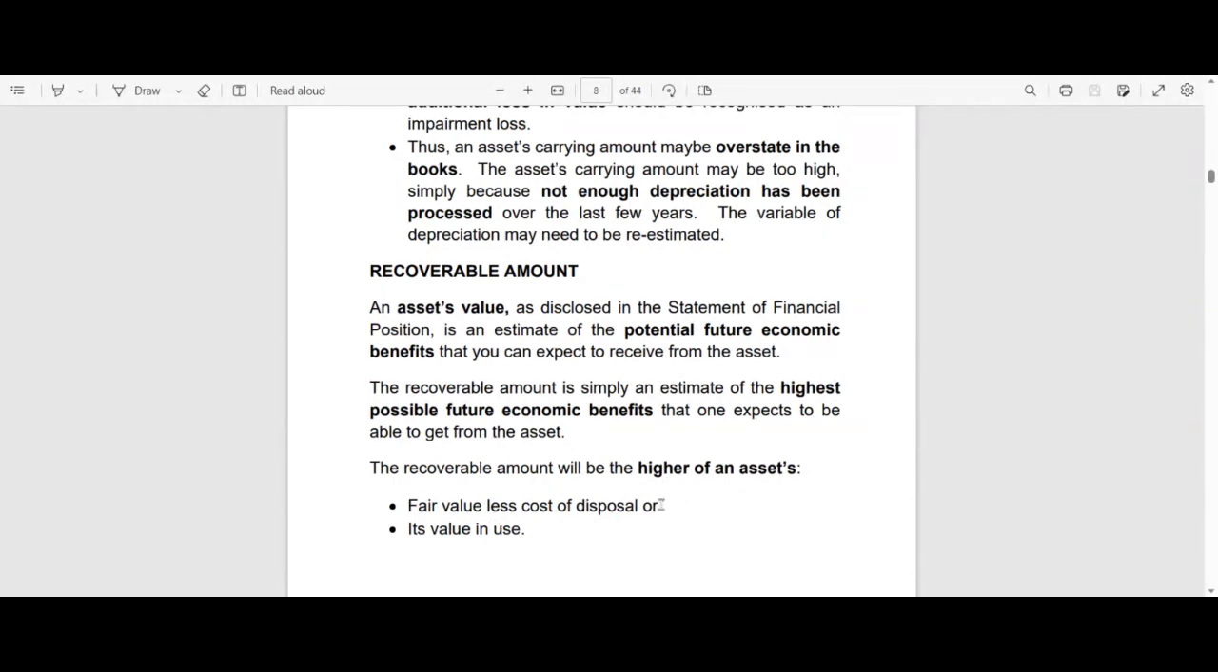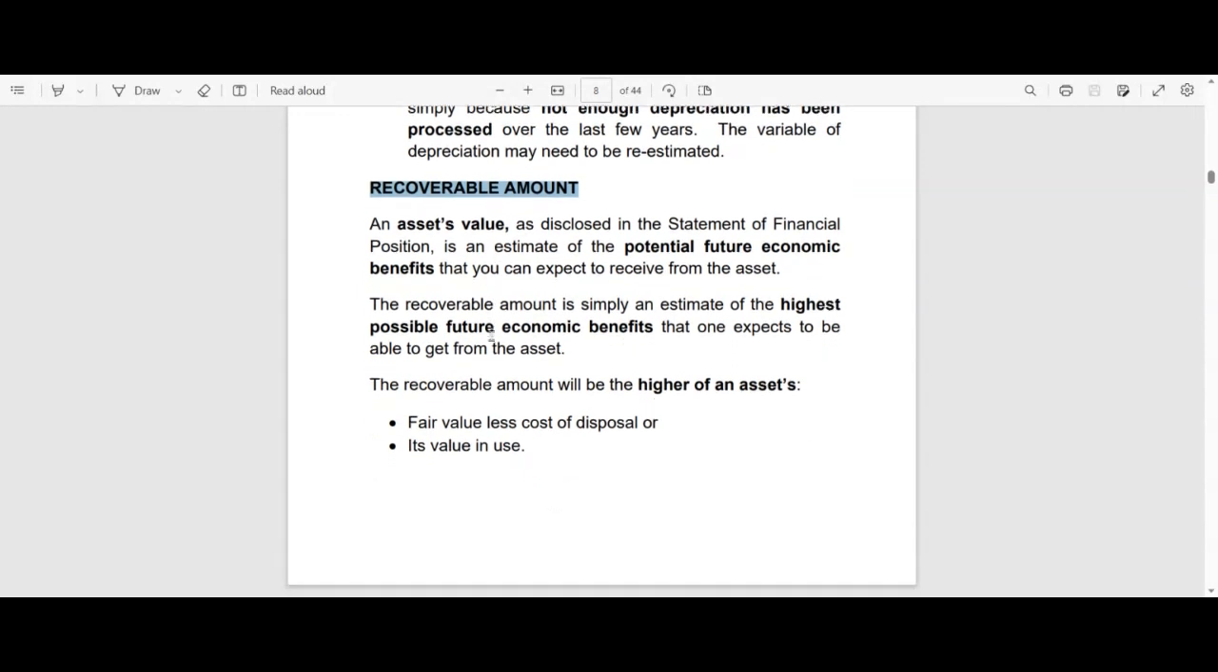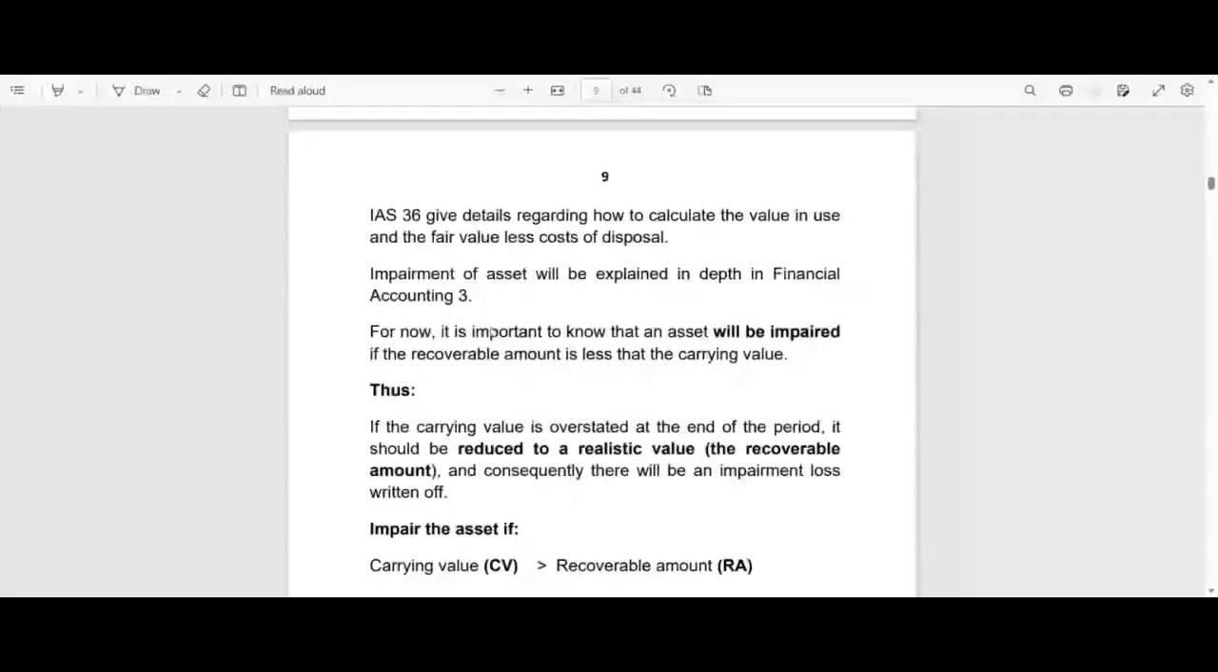Clearly, it's the higher of the two, right? The higher of which two? Fair value less cost of disposal or cost to sell, or its value in use. You must know that you can use the higher of those as your recoverable amount. And then you should know that you've got to compare your recoverable amount with your carrying amount. If the recoverable amount is more than the carrying amount, you do nothing further. You do no adjustment.